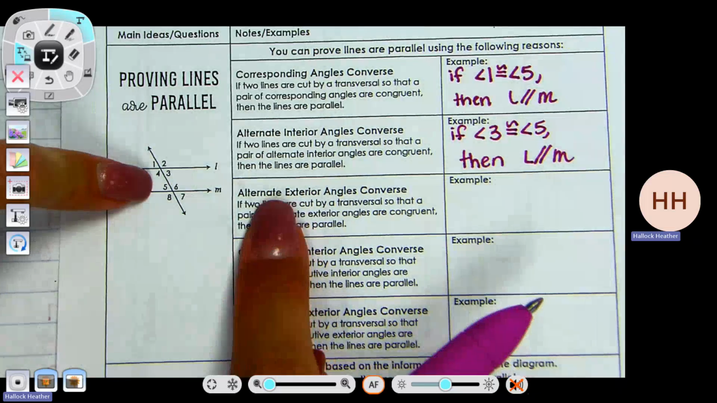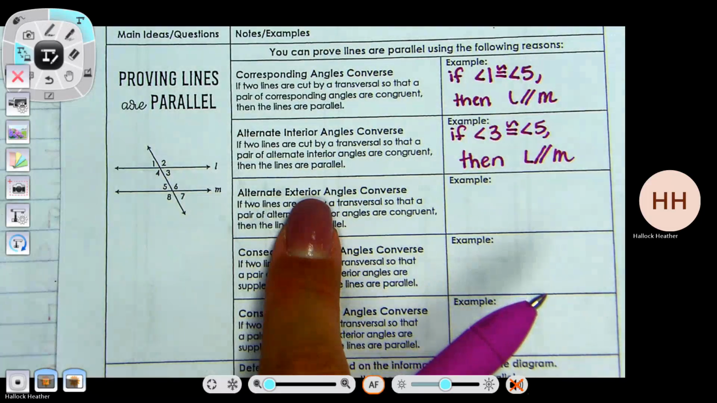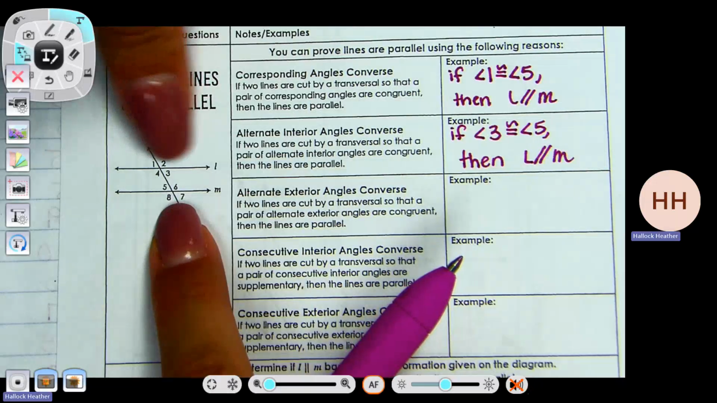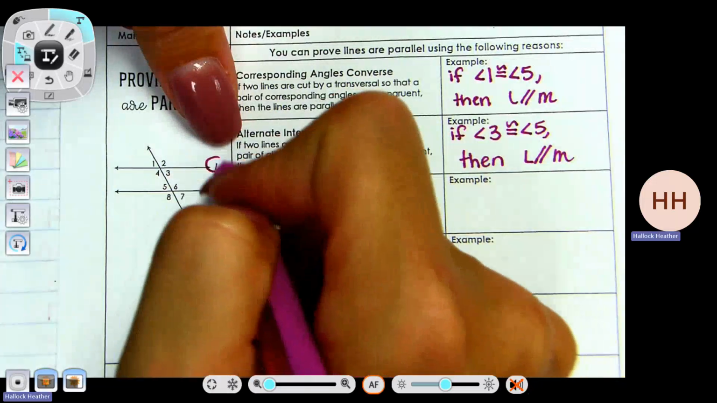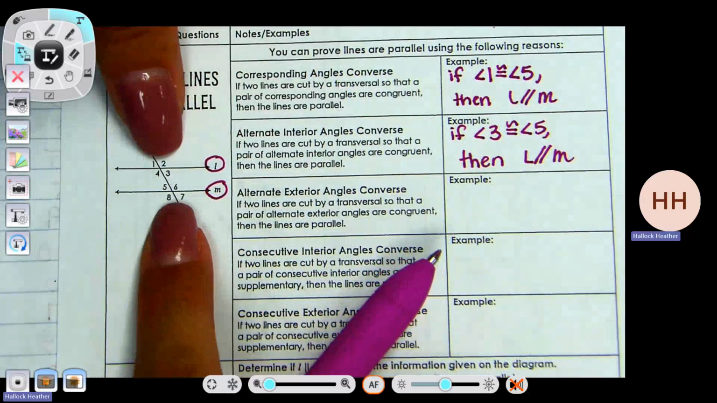What about a pair of alternate exterior? Alternate jumps, exterior is on the outside. What is L and M? L and M, see the little, oh, that's a good question. See the L, see the M? They're the lines, okay? So exterior is on the outside.